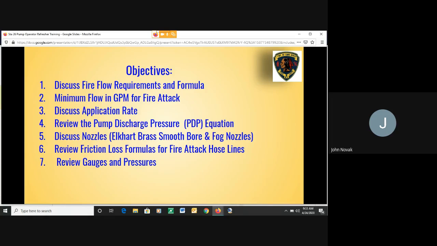So in this presentation, we're going to discuss the flow requirements and formulas, minimum flow in gallons per minute for attack hose lines, discuss application rate, review some pump discharge pressures and equations. We're going to go over the new Elkhart brass nozzles and do some friction loss formulas. Try to make this quick and as painless as possible.